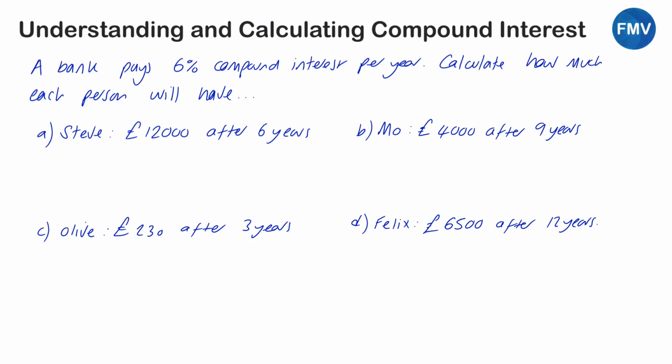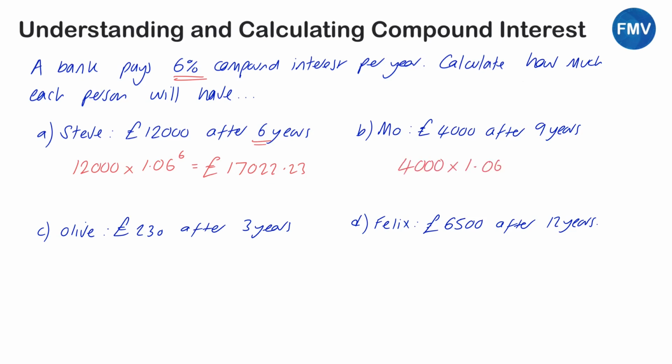Okay, so a bank pays 6% compound interest per year, and we're now asked to calculate how much each person will have at the end of a certain number of years. So in this case, Steve, for question A, has 12,000, that's our principal sum. He is investing that for 6 years, so we know it's raised to the power of 6, and it pays 6% on the original 100%. So we've got 106% divided by 100 gives us the multiplier of 1.06, raised to the power of 6 because it's 6 years. Place that in your calculator, and Steve's return after 6 years will be £17,022.23.